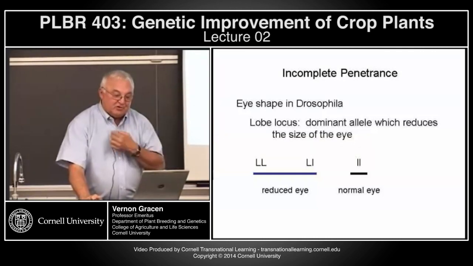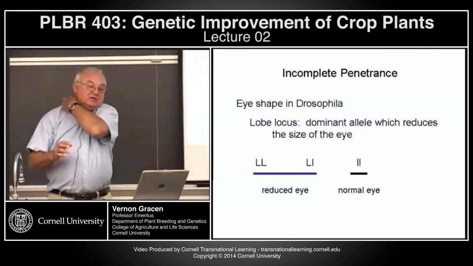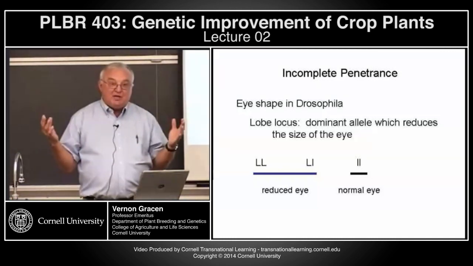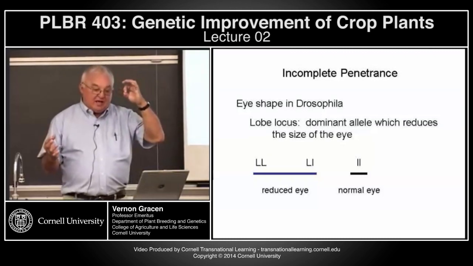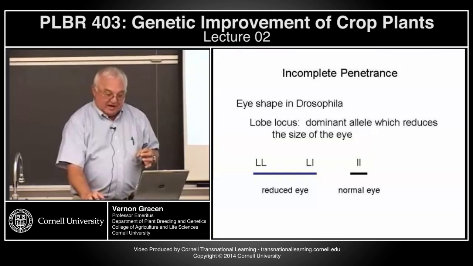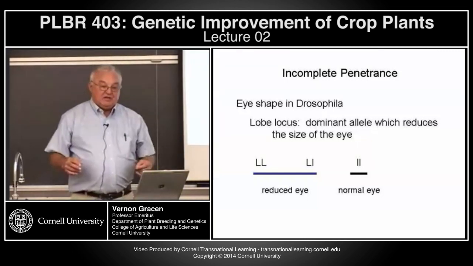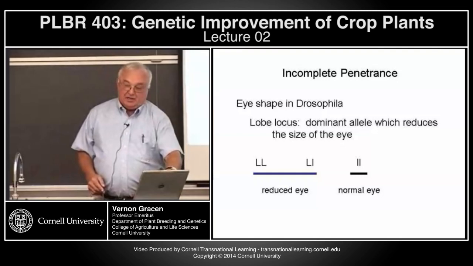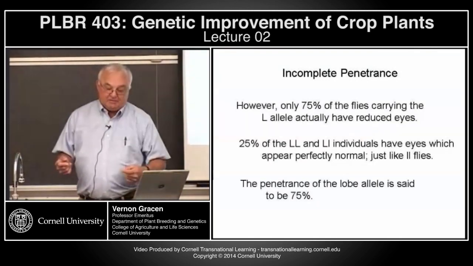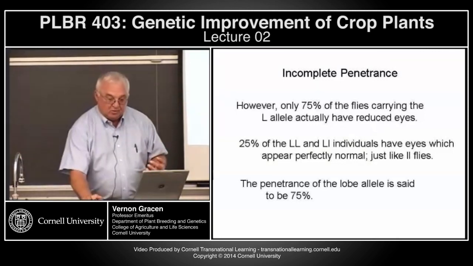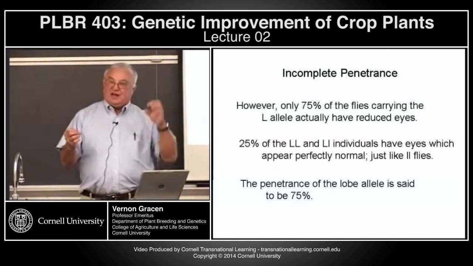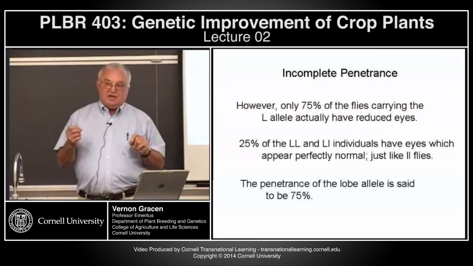Let's look at eye shape in Drosophila. There's a lobe locus that is a simple dominant allele, and it reduces the eye size in Drosophila, so that you can have individuals that have the dominant lobe gene and have reduced eye, and individuals without it that have a normal eye. Well, only 75% of flies that have the dominant L allele have the reduced eyes.